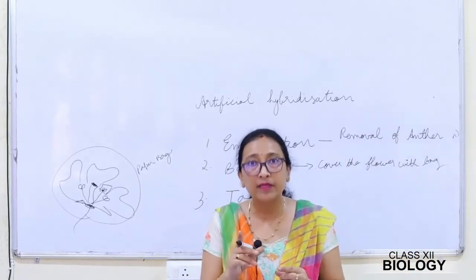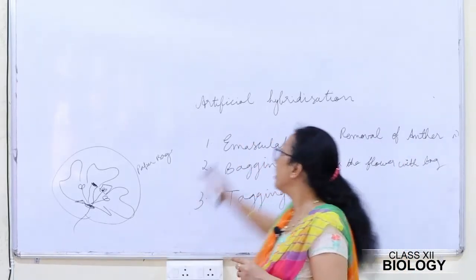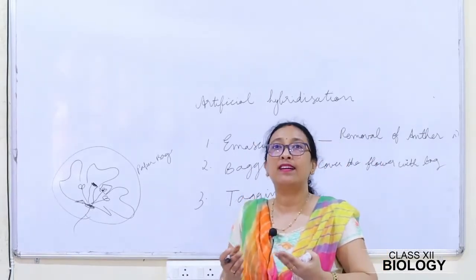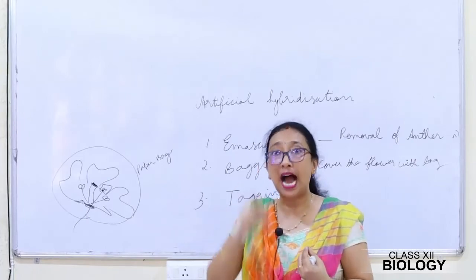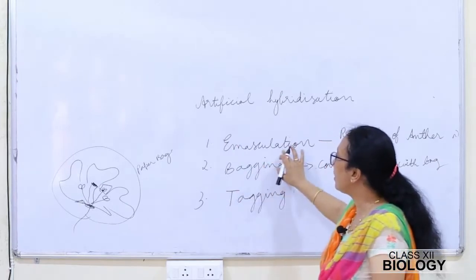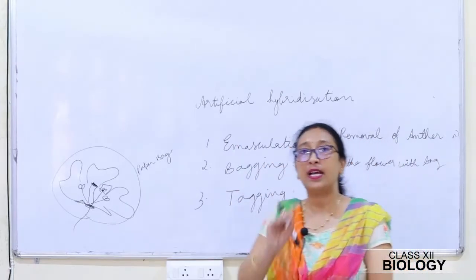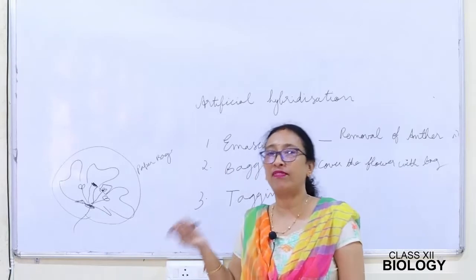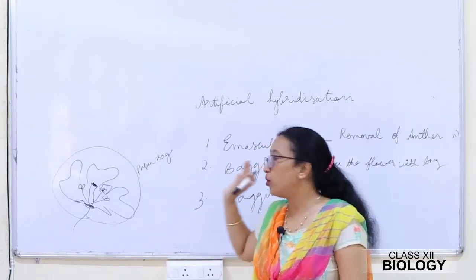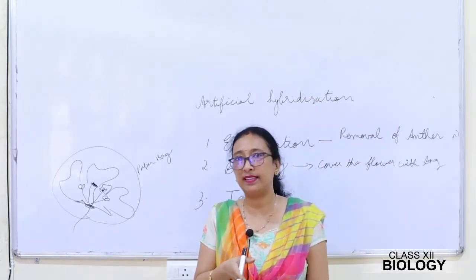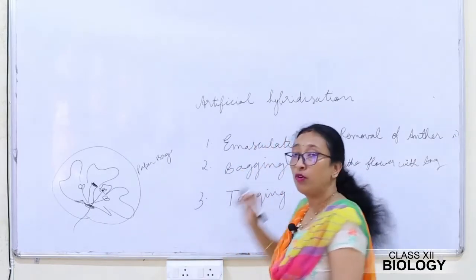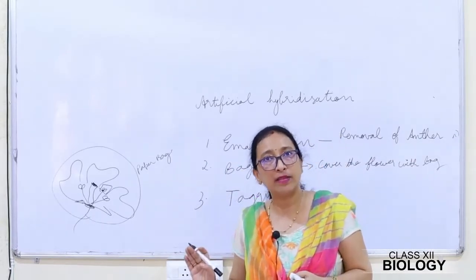I repeat it again. What is artificial hybridization? Artificial hybridization means we are preparing our own plant. That is, artificially we are dusting our desired pollen grain. It is being carried out in 3 steps: emasculation, bagging and tagging. Emasculation means removal of anther. Why does removal of anther take place? Because if it's a monoecious plant, both the sex organs will be present in the same plant. So we have to remove the anther. Removal of anther is known as emasculation.